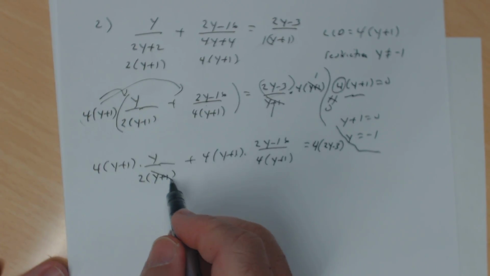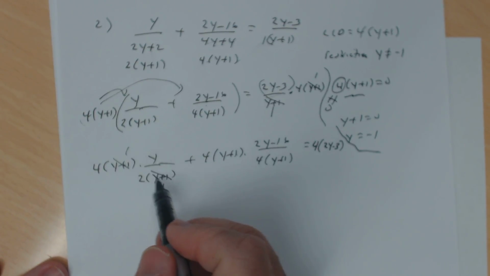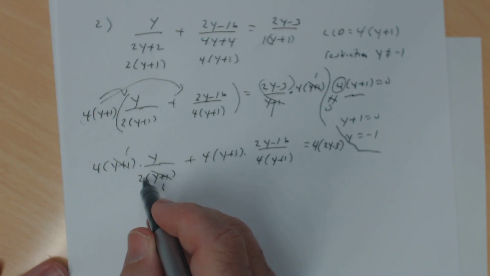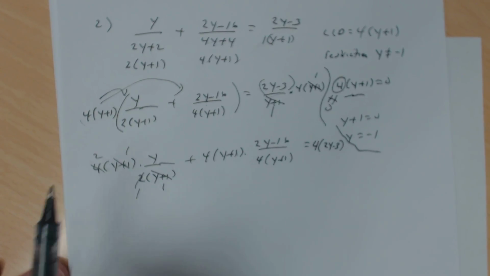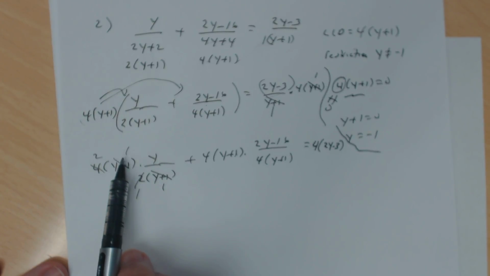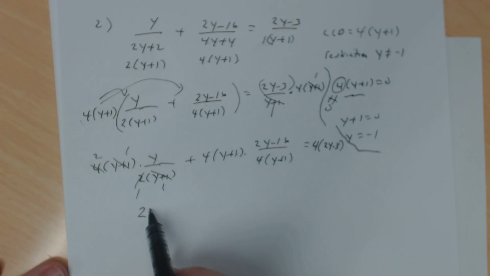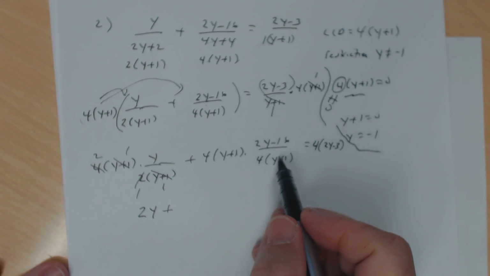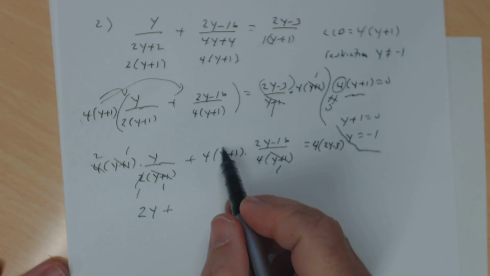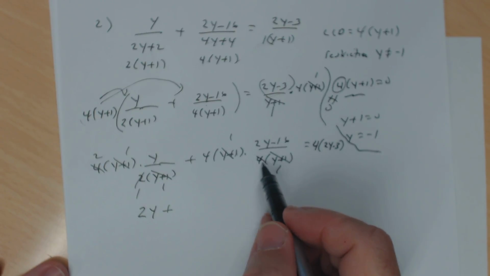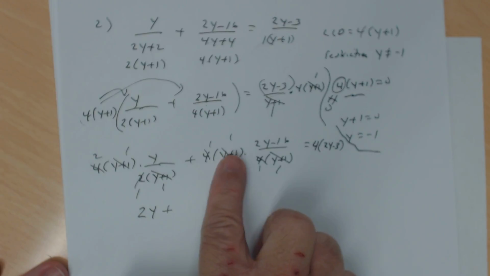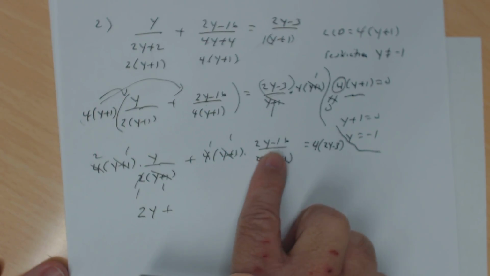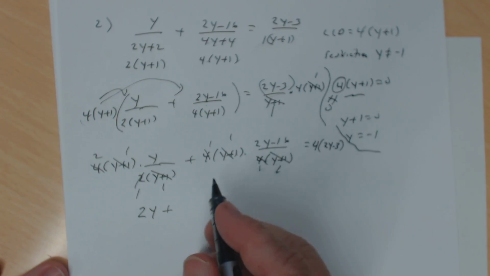Now reducing, these divide out. See the y plus 1s? And the 2 and the 4 can reduce: 2 and 2 is 1, 2 and 4 is 2. And so here's what you have. You have 2 times 1 times y, which is 2y, divided by 1, which is 2y, plus, over here, if you reduce, the y plus 1s divide out. These 4s divide out as well. And look at what you have: 1 times 1 times 2y minus 16 is 2y minus 16.